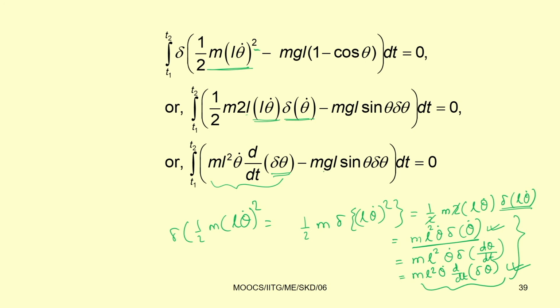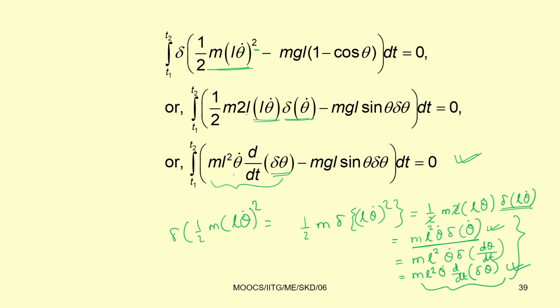Then this part is minus mgl, from the potential energy, differentiating this. Del of mgl equals 0, then minus minus plus, so this becomes mgl cos theta. Del of mgl cos theta gives rise to minus mgl sin theta delta theta dt. Now you can easily integrate this.